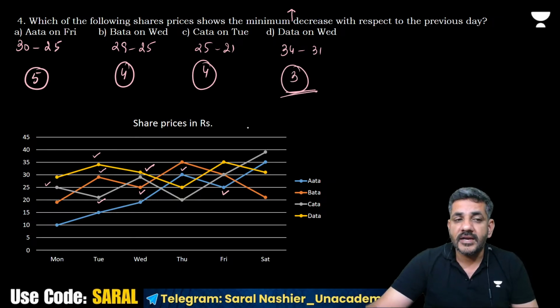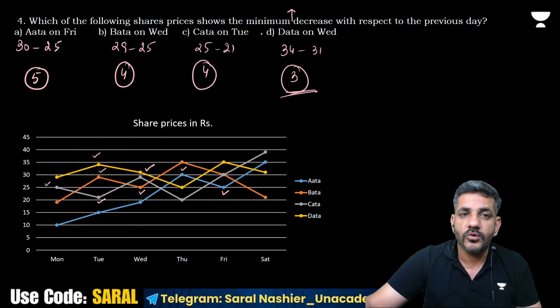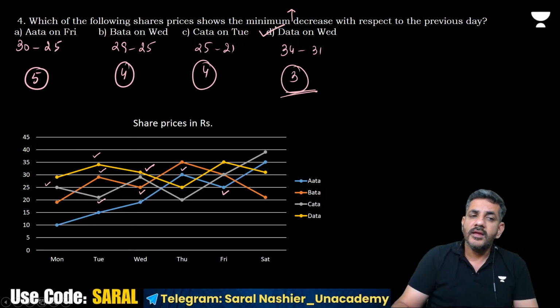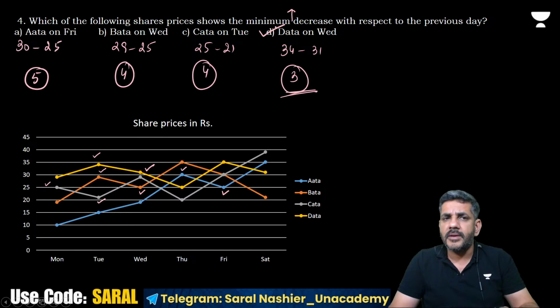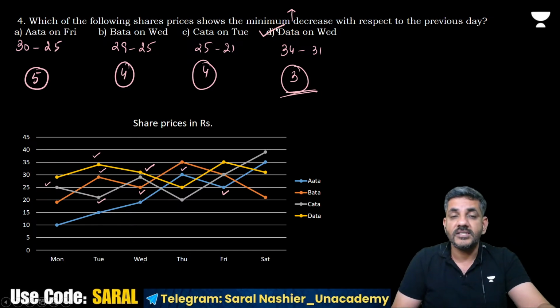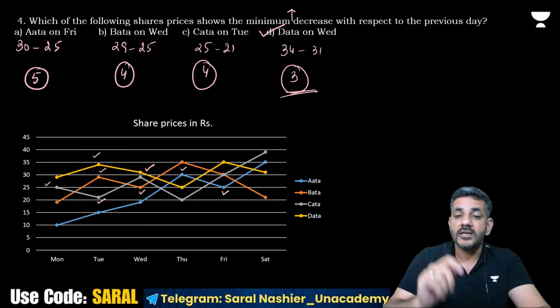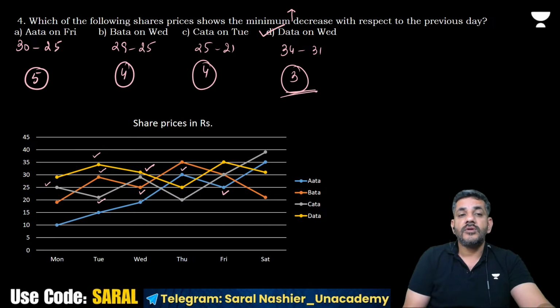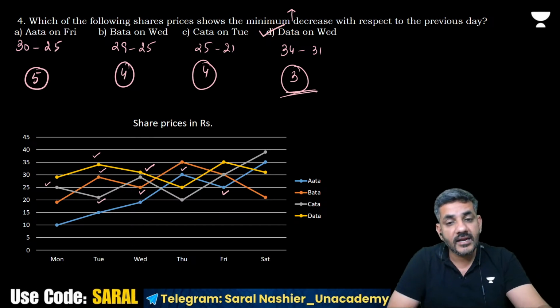The minimum decrease with respect to the previous day is shown by D on Wednesday. Even in percentage terms, this would be highest, though the question was not asking about percentage terms. He was just saying the minimum decrease. And that minimum decrease was there in option D, which is equal to D on Wednesday. And that is the right answer for us.